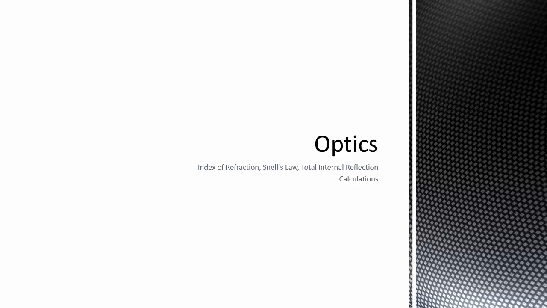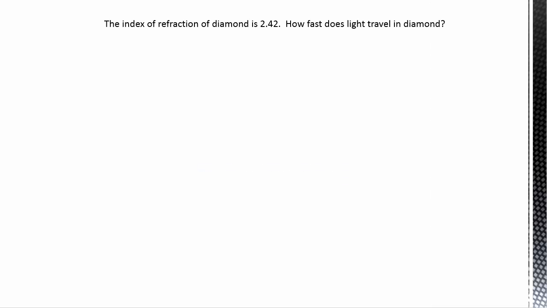Okay, let's look at three quick examples of doing calculations with index of refraction, Snell's law, and total internal reflection. First one, we'll start with index of refraction. If we know that diamond has an index of refraction of 2.42, we can figure out how fast light travels in diamond. So our equation is n equals c over v.